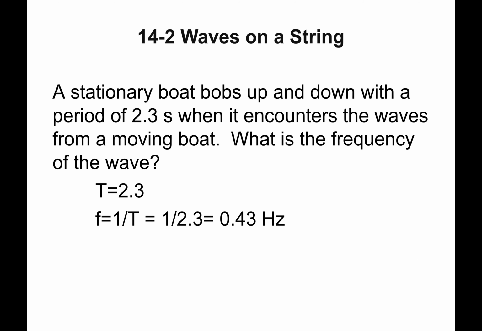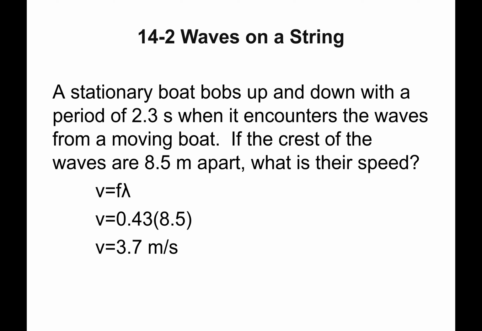Okay, next we're going to do an example. So here I have a boat and it's bobbing up and down and it has a period of 2.3 seconds. They want me to find the frequency. So frequency is 1 divided by the period, so 1 divided by 2.3, and it gets me the frequency, and my label then would be hertz.